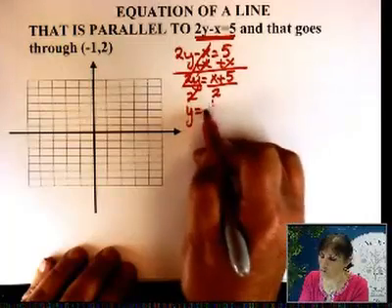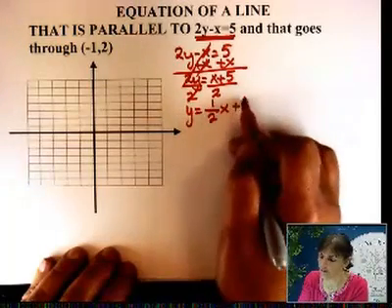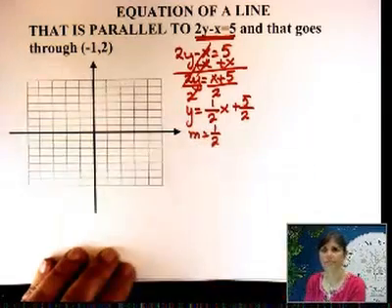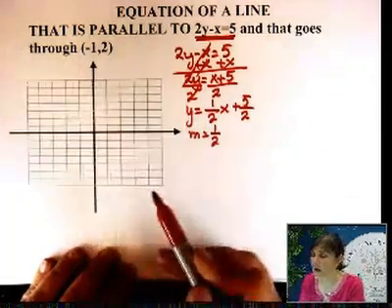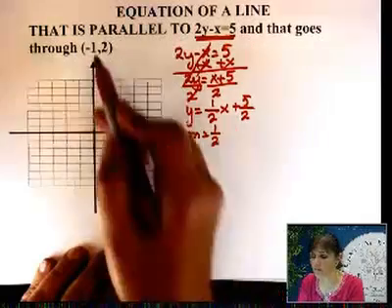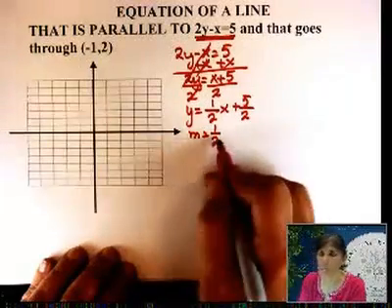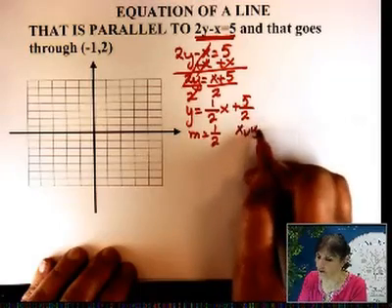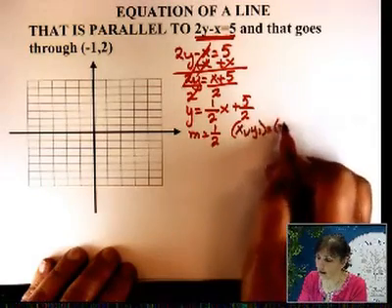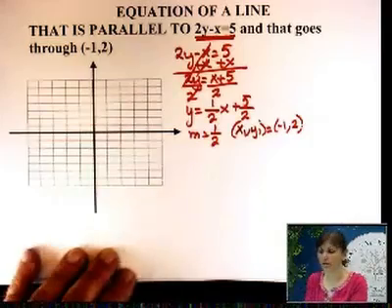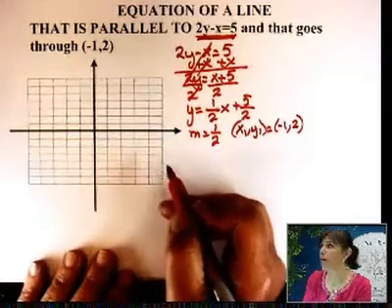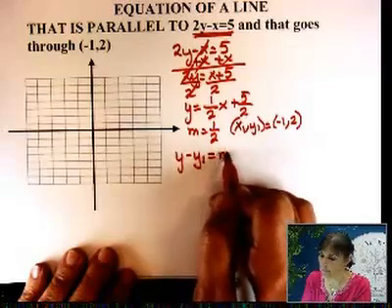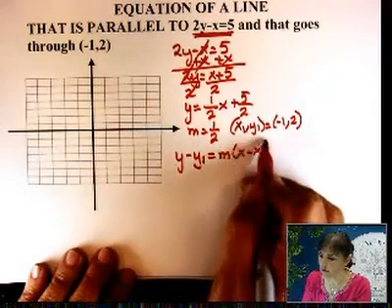Y equals 1/2 x plus 5/2. That will give me the slope of 1/2. Now, this one says I want the second line to go through -1, 2. So they gave me the slope from the first line, and that means x1, y1 is simply -1, 2. What is the formula? Point slope form. Y minus y1 equals m(x minus x1).